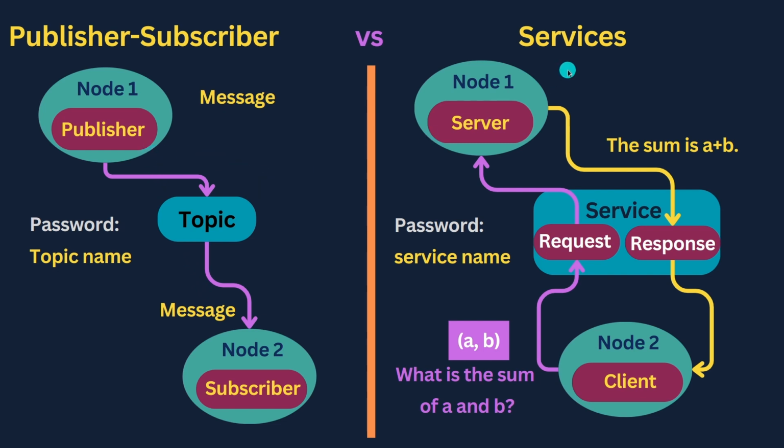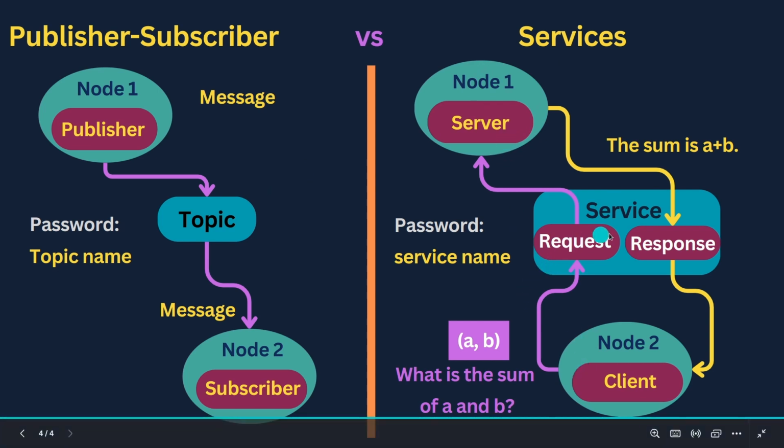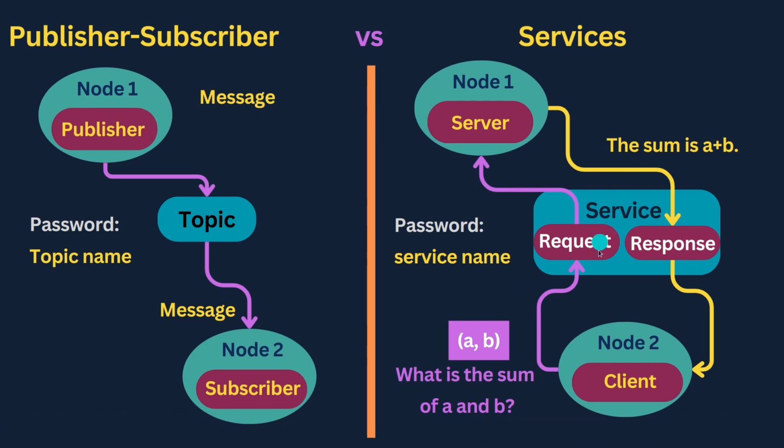Whereas in services, we will have two nodes. One is a server and another is a client. And instead of a topic, we will have a service, which means it has two components, that is request and response. And this is not a continual communication. It is only once. So when the client asks for the request, the server responds and the service ends. So that's how it works. In case of topics, we have the topic name and topic type. In case of services, both the nodes, that is the server and the client, should know the service name and the service type. Then only the communication is possible.